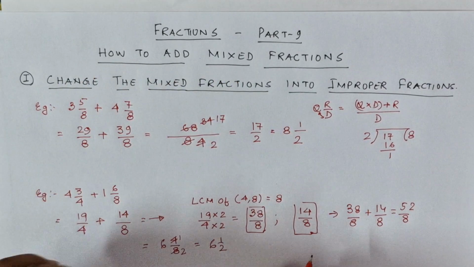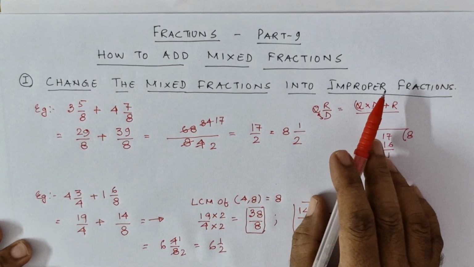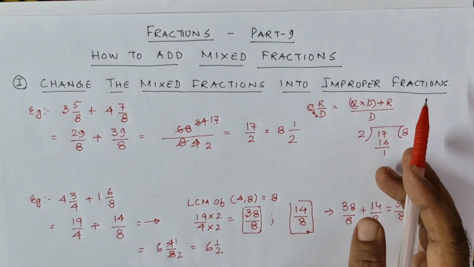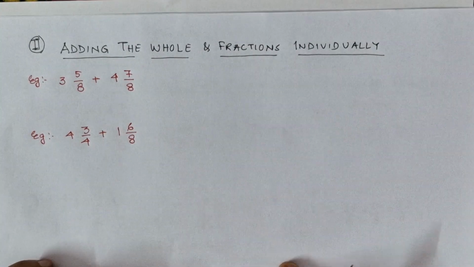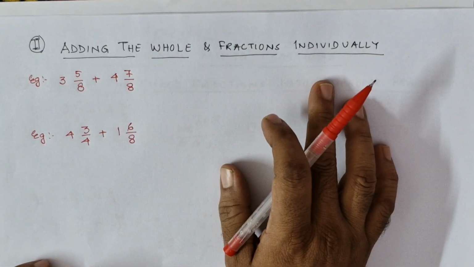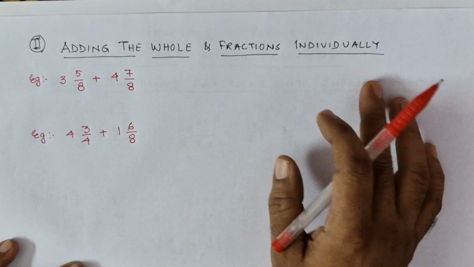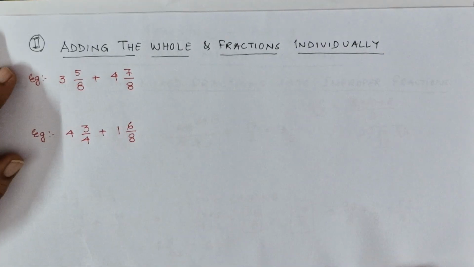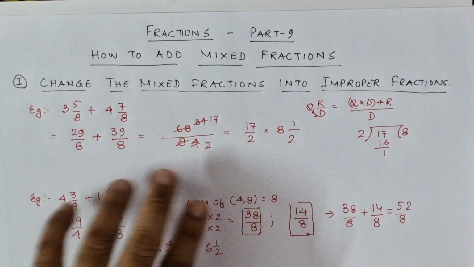So this is how to add mixed fractions when we change into improper fractions. Got it? Now let's see the next step: adding the whole and fractions individually. This will reduce the step a little bit. So what have we been doing?